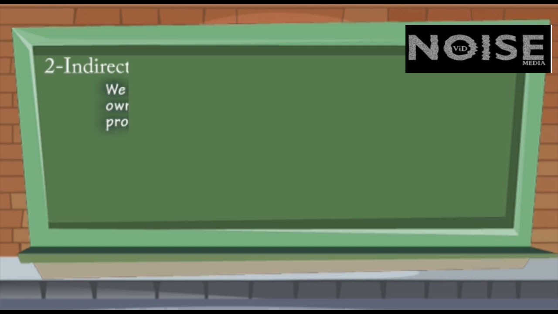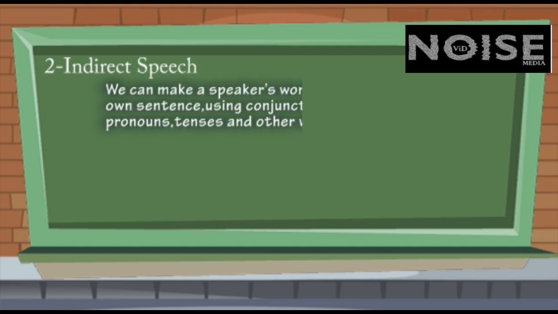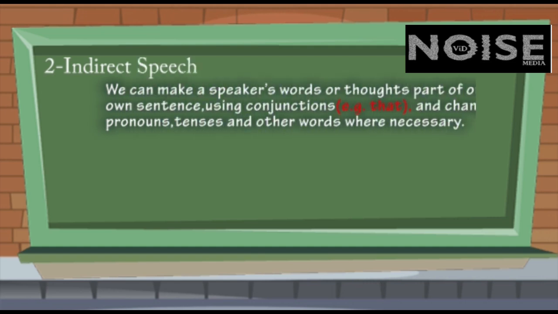The second way is indirect speech. We can make a speaker's words or thoughts part of our own sentence using conjunctions, for example that, and changing pronouns, tenses, and other words where necessary. This kind of structure is called indirect speech or reported speech.